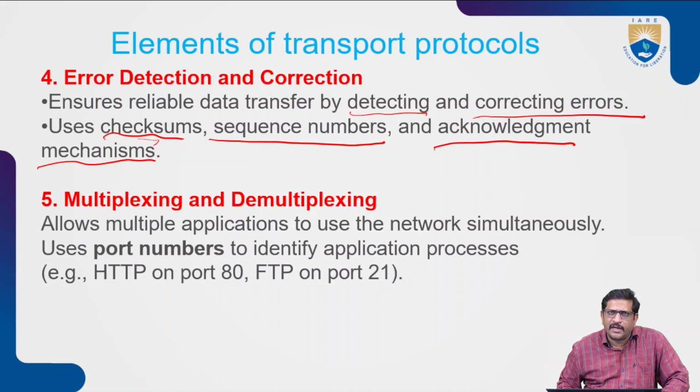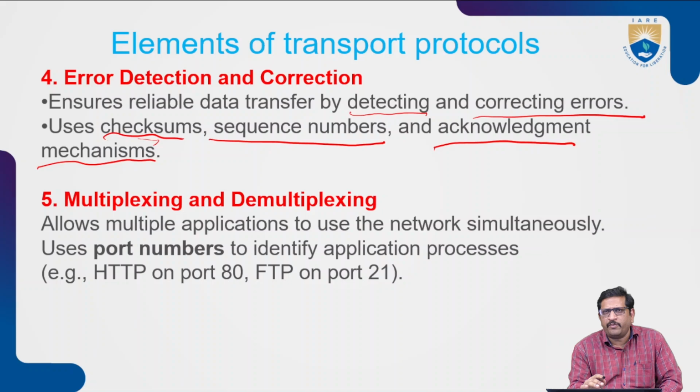Next, multiplexing and demultiplexing is another element of the transport layer protocol. Multiplexing and demultiplexing allow multiple applications to use the network simultaneously. That means multiplexing is nothing but many inputs producing a single output. Demultiplexing is the reverse of that. Both multiplexing and demultiplexing use the port numbers.